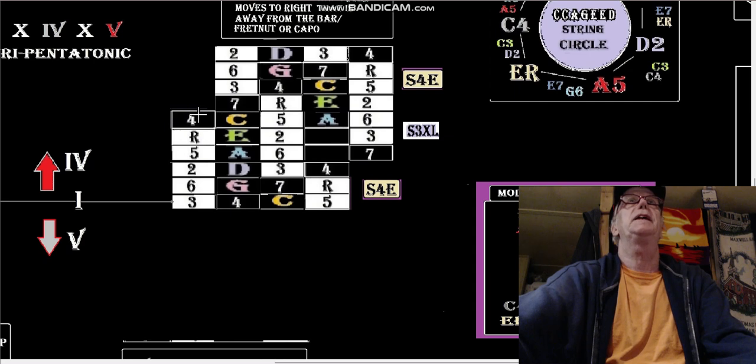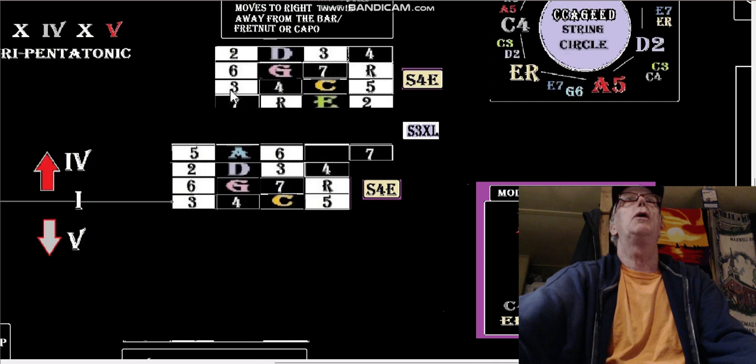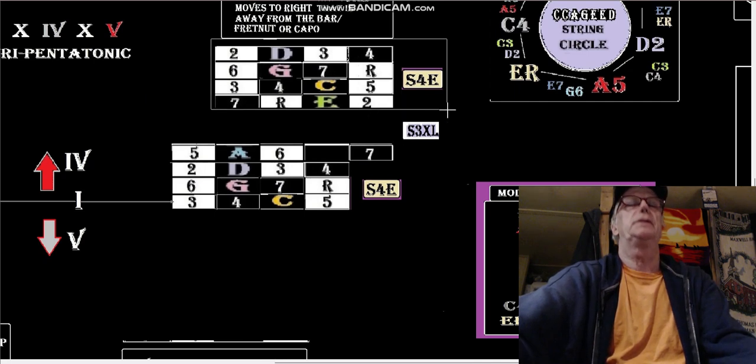We'd have to take these guys and move them over even more. Oh boy. These guys are not here. Okay, so we're going to get rid of them in a minute. We got to get our guys back here.